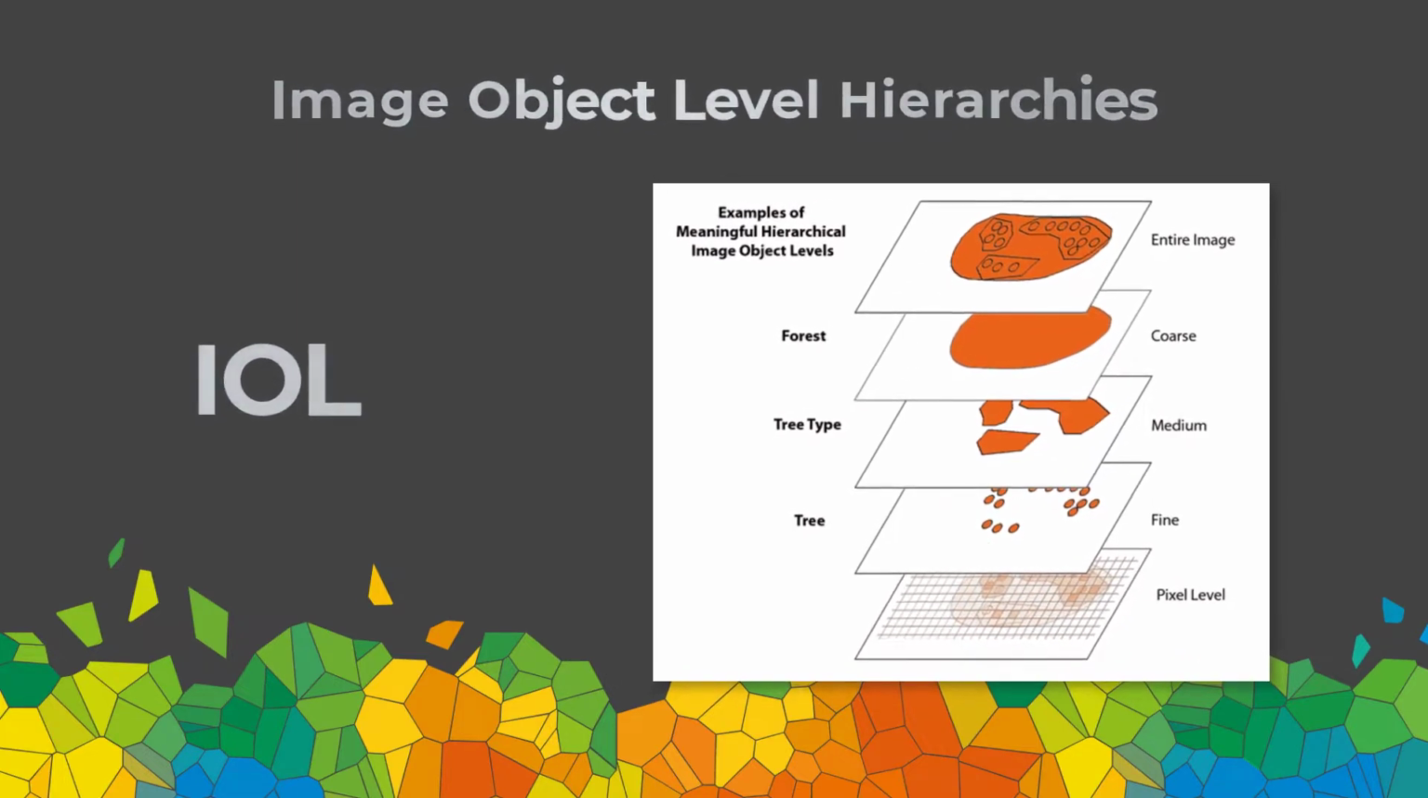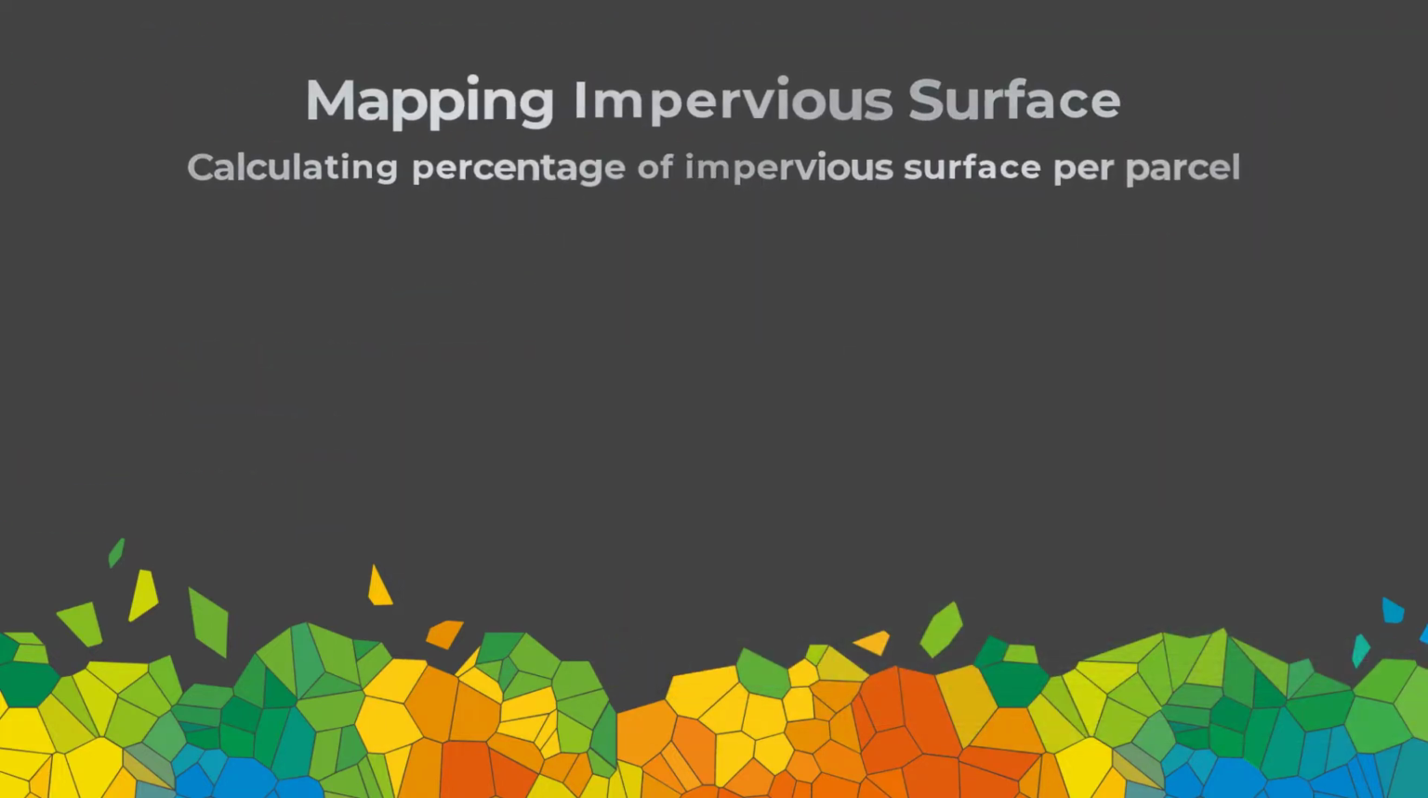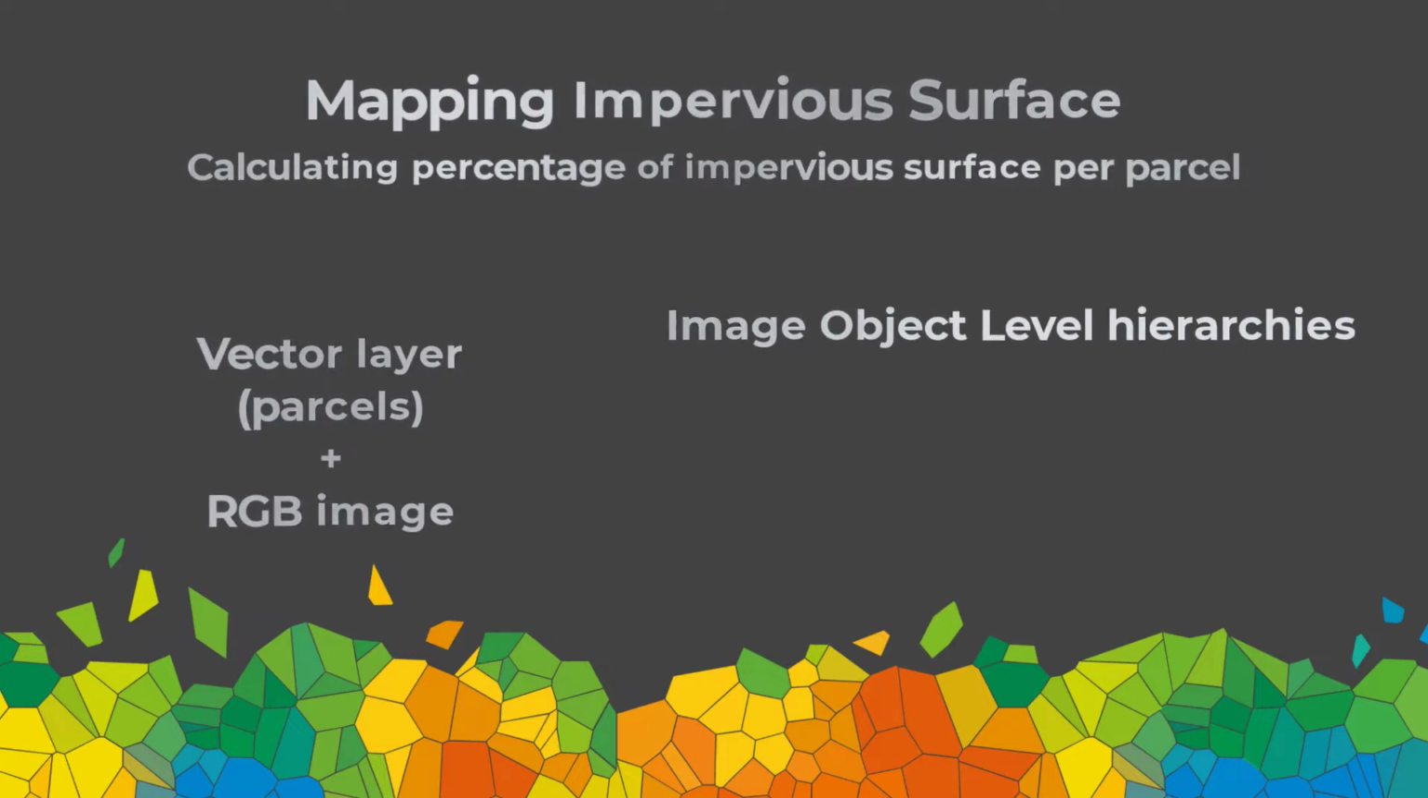We're going to have a look at mapping impervious surface, and we're going to use multiple image object levels to do so. What we want to do is calculate the percentage of impervious surface per parcel. As input data, we have a vector layer, which represents the parcels, so polygons, and an RGB image. And we're going to introduce an image object level hierarchy.